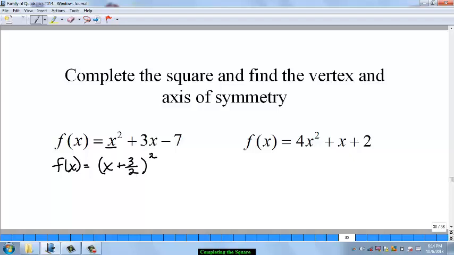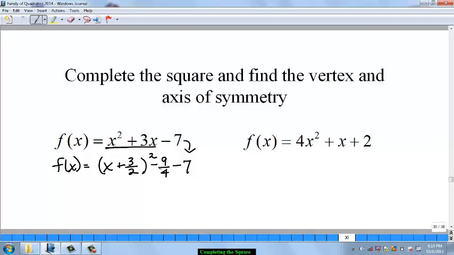Now, here I have a negative 7. Well, that's fine, but right now I'm just looking at this part. This negative 7 I'm going to bring down later. And okay, I've got x plus 3 halves squared, and I have added something that wasn't there. If I square the second one, I have 9 over 4. I have to take away 9/4 and bring down the negative 7.